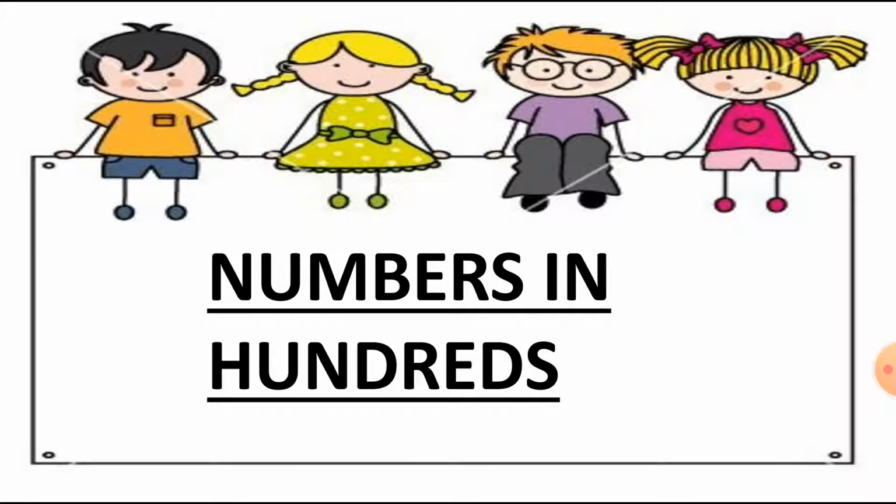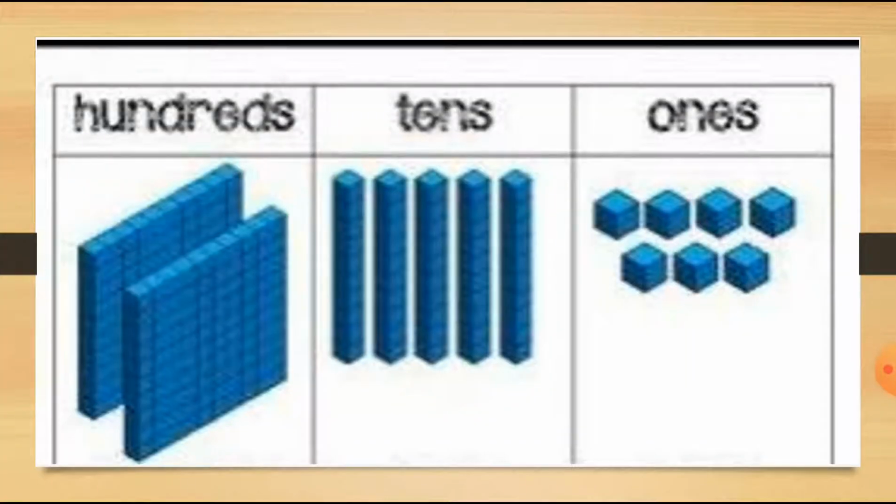Let's start, students. Here you can see this type of shape. This square shape indicates the hundreds value. The standing line shapes indicate the tens value. This small square indicates the ones value.